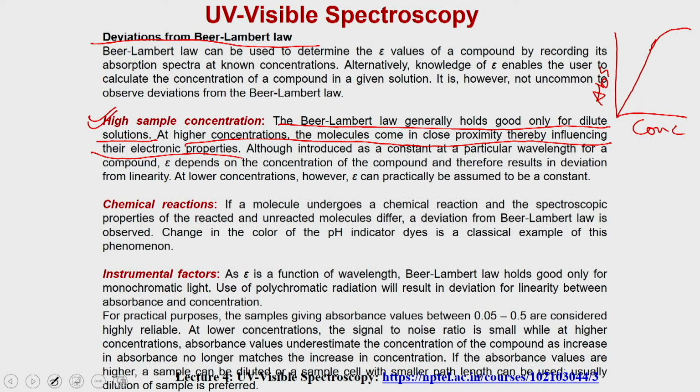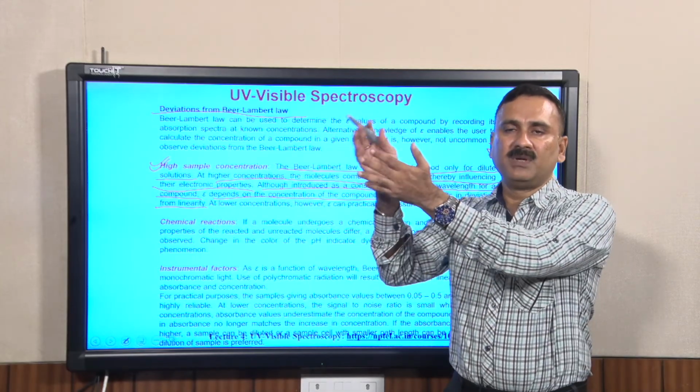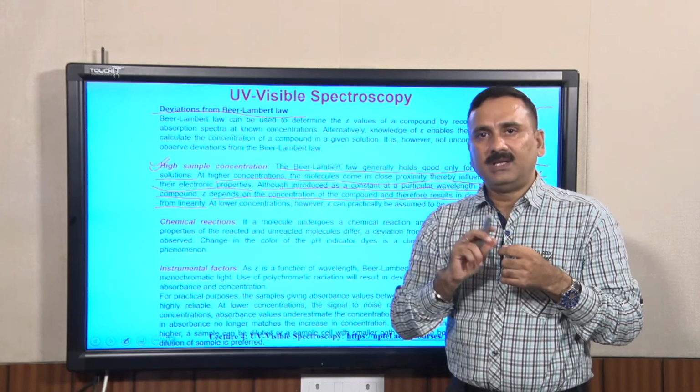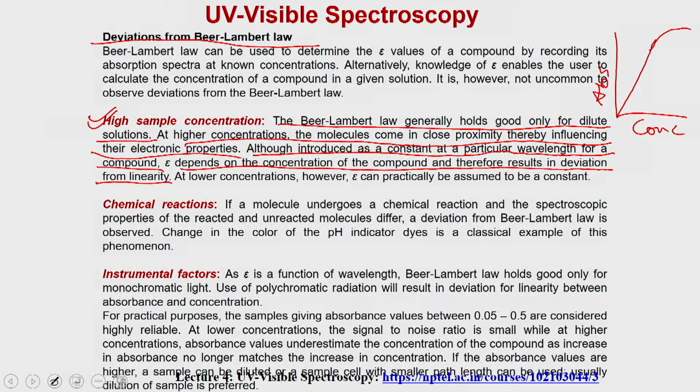And although introduced as a constant at a particular wavelength for a compound, epsilon depends on the concentration of the compound and therefore results in deviation from linearity. So because of that molecular crowding, epsilon is also affected, and you do not get a linear relationship between absorbance and concentration. As a result, it gives a deviation. Either it gives a plateau or it may give very high readings. That is why it is recommended that you do measurements at dilute concentrations.